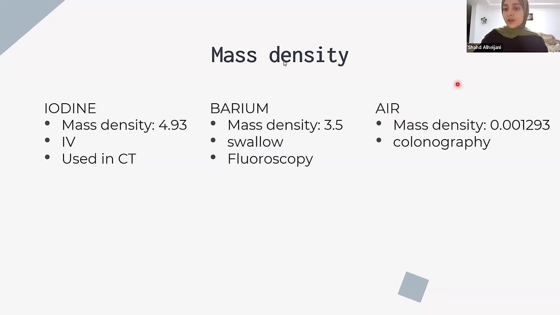Finally, air. Air is around 0.0012, and it's used in colonography. So when you use an enema, to see the colon more clearly, you use air. You can use other contrasts, but if you use air, you can see it has very low mass density. So would it show a clearer image compared to barium and iodine, or is it the other way around? Yes, exactly, no. The higher the attenuation and the mass density, the clearer. So here you can see iodine would be the highest, followed by barium, and air would be the lowest.